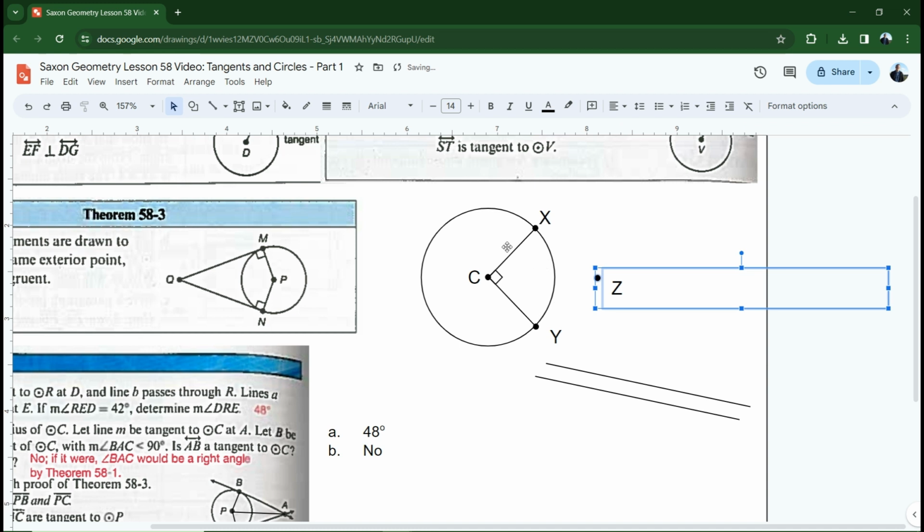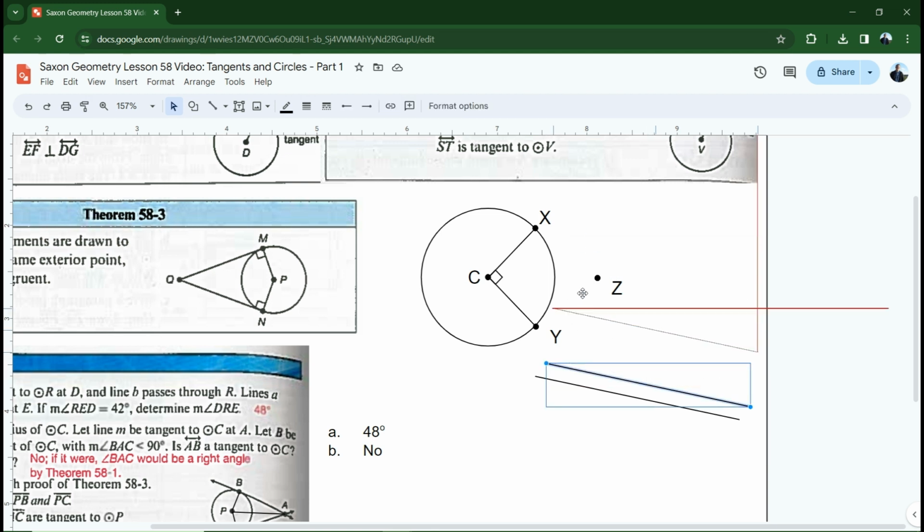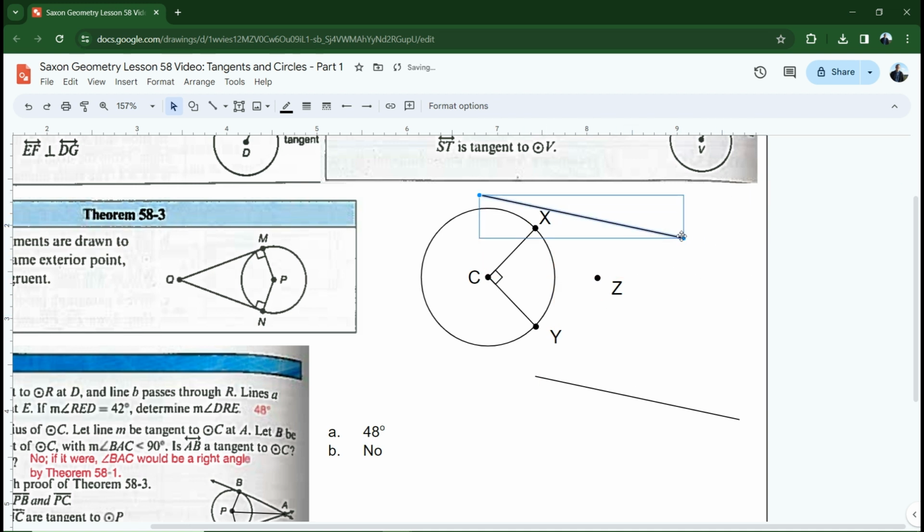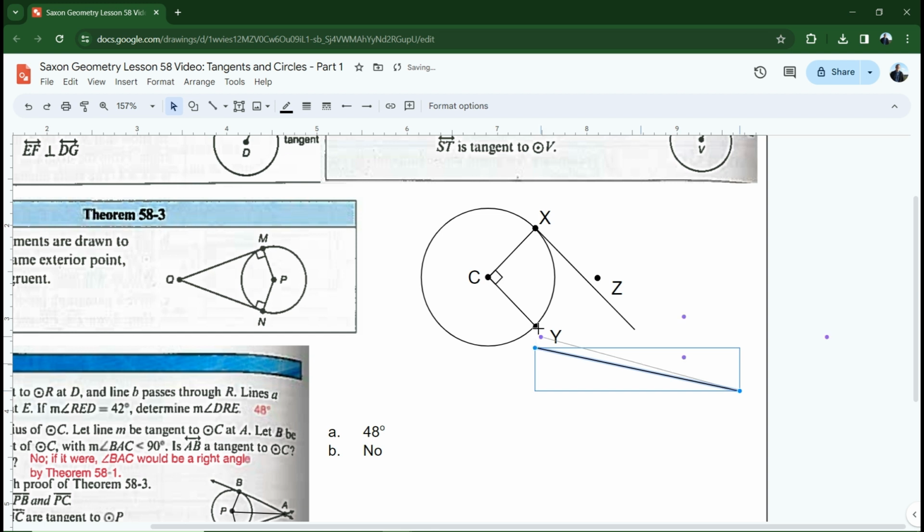Now, here's the thing that I know. I know that XCY has to be a right angle. But now, if there's a point on the outside of the circle through which I can pass tangent lines through X and Y, it's actually locked into one specific point. Because what has to be true? Well, first of all, this has to be a right angle with the radius CX, okay? And there's only one line that accomplishes that. It's going to be something like this line here, okay? And then this one has to form a right angle with CY.